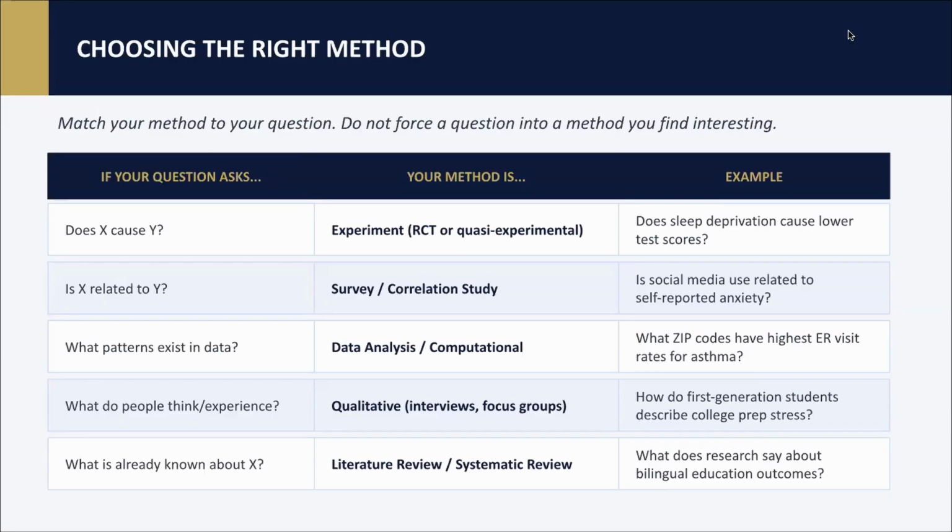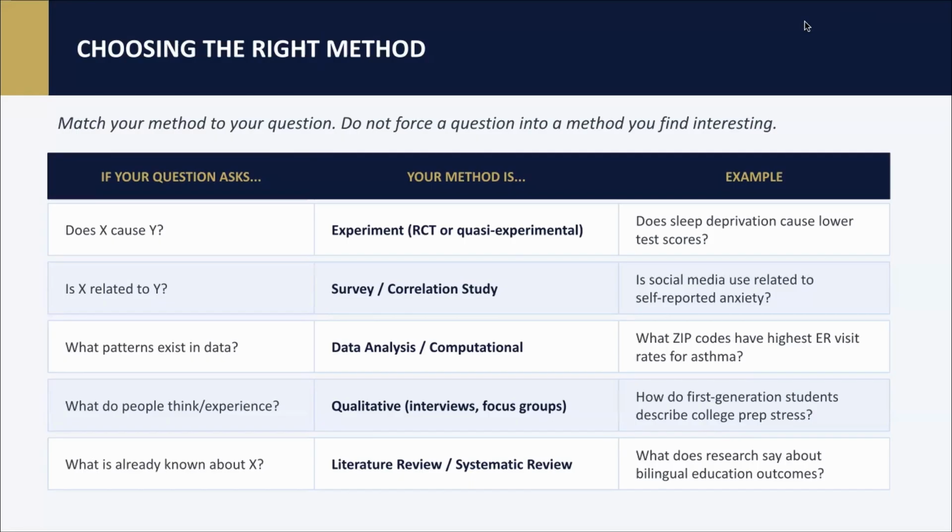If your question asks, is X related to Y? Then your method should be a survey or a correlational study. For example, is social media use related to self-reported anxiety? And then 3, what patterns exist in data? With that question, your method should be data analysis/computational. For example, what zip codes have the highest ER visit rates for asthma?